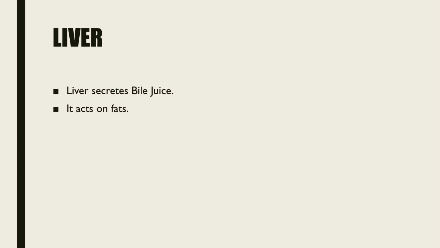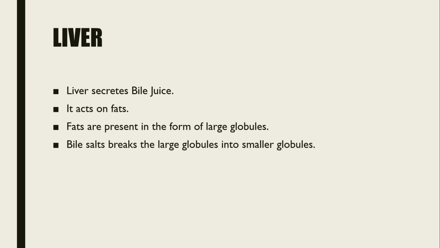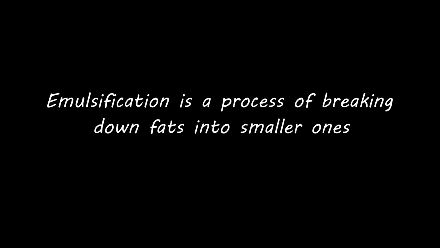Now let's see the secretions of the liver. The liver secretes bile juice and it acts on the fats. These fats are present in the form of large globules, which makes it difficult for enzymes to act upon them. So the bile salts break the large globules into small globules, and this is known as emulsification of fats. Now you may ask, what is emulsification? It's just a process of breaking down the fats into small globules, which makes it easy for the enzymes to act upon the digested food.